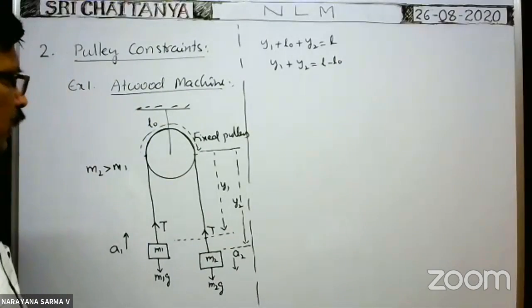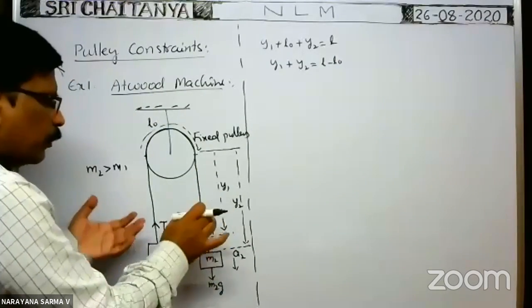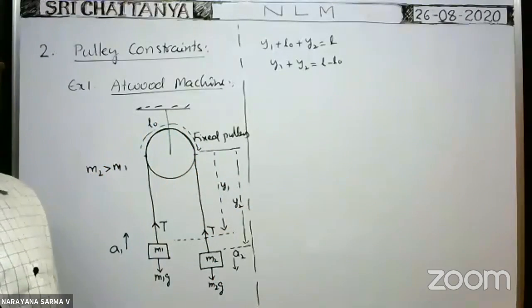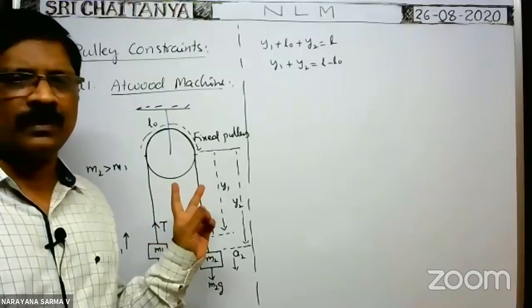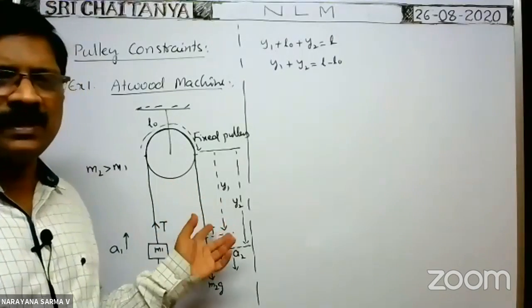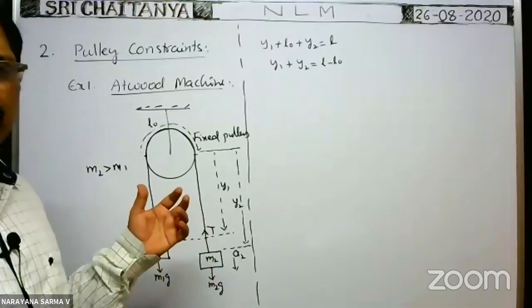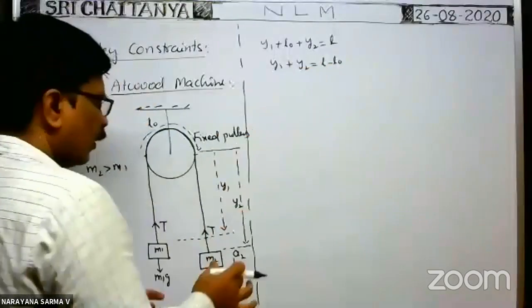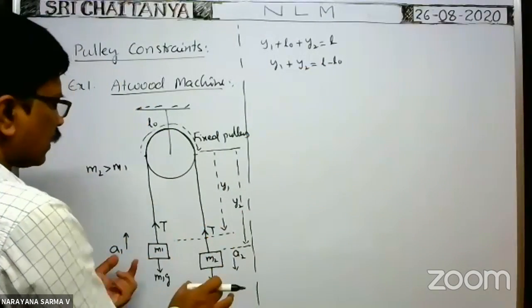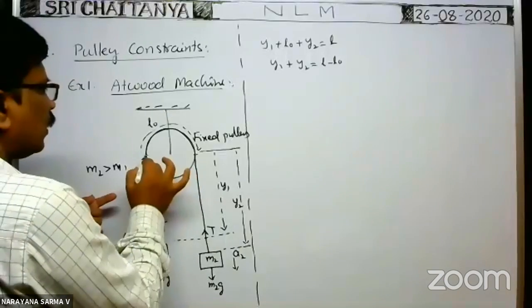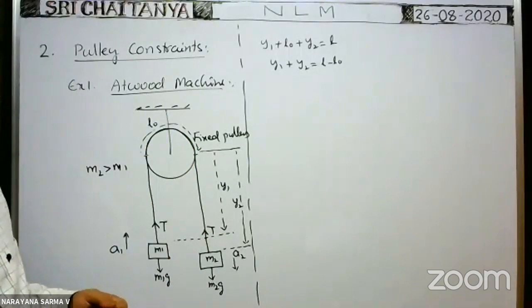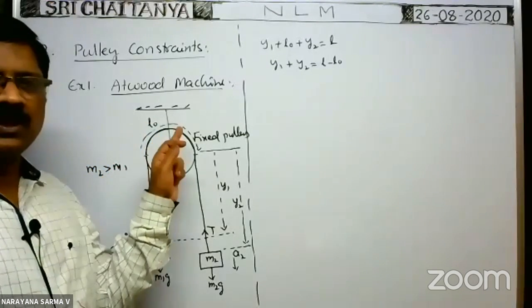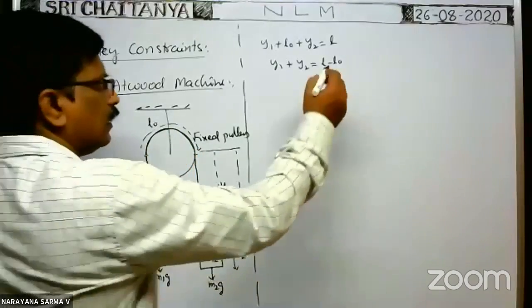Even when the blocks move, this one in the upward direction and this one in the downward direction, is there any change in the length of the string? This string is an inextensible string. So is there any change in the length of the string? No, there is no change. The total length of the string L remains constant. While one block moves downwards and another moves upwards, is there any change in the length of the string over the pulley? No. Very good. That means this is also constant.